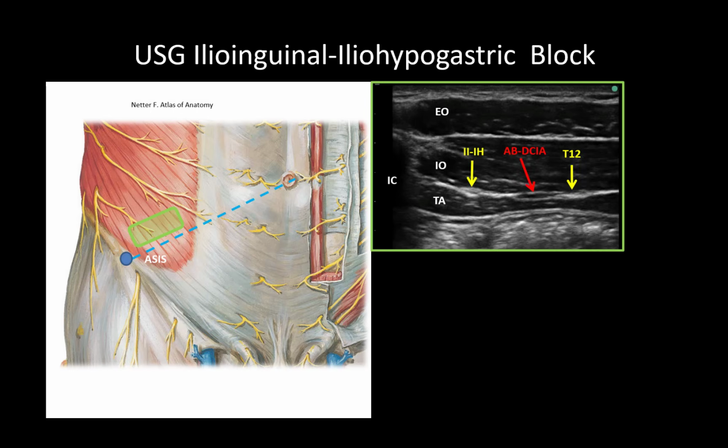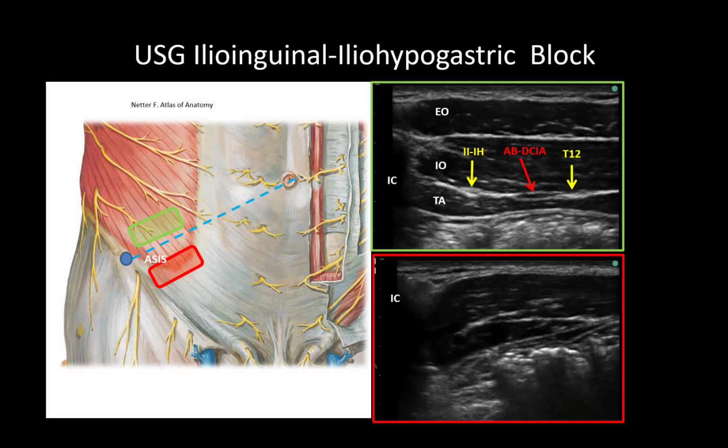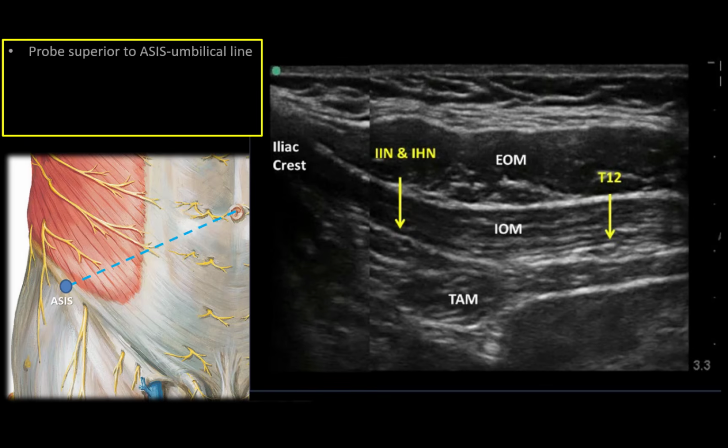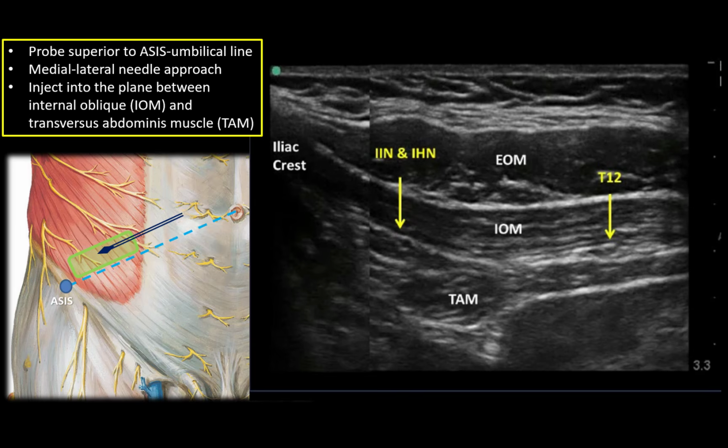Note that if the probe is placed inferior to the ASIS umbilicus line, the external oblique muscle will have turned into an aponeurosis and there will no longer be 3 muscle layers. In addition, the nerves will be ascending out of the TAP plane to lie superficial to internal oblique and are much more difficult to spot and target. It is therefore critical to always place the probe cranial or superior to the ASIS umbilical line. Use a medial to lateral approach and inject into the TAP plane between internal oblique and transversus abdominis.